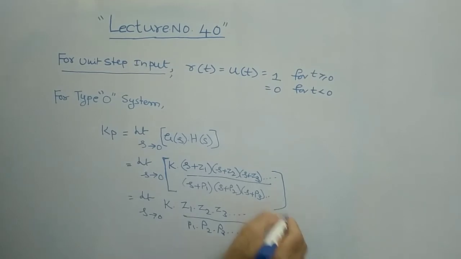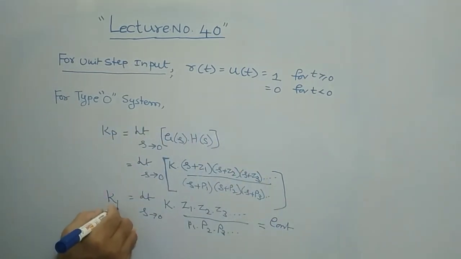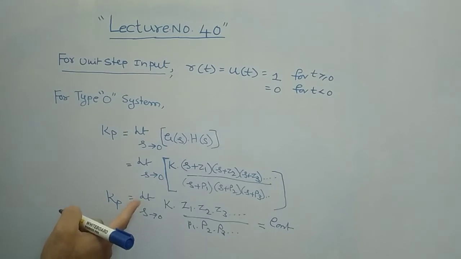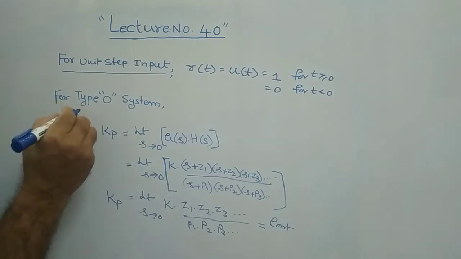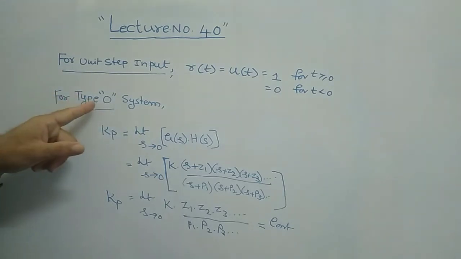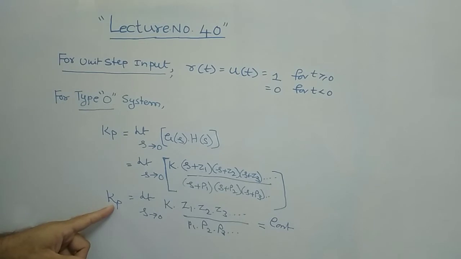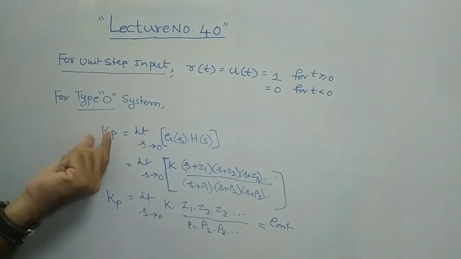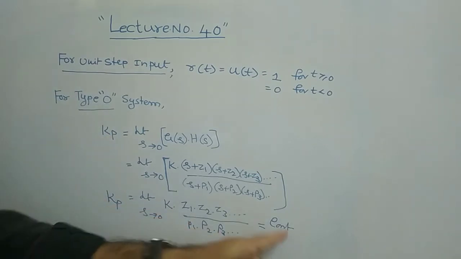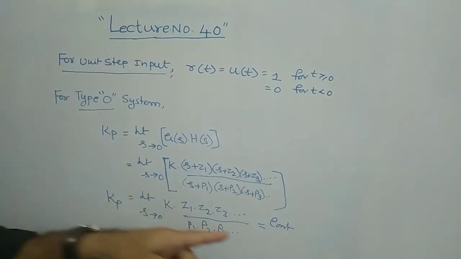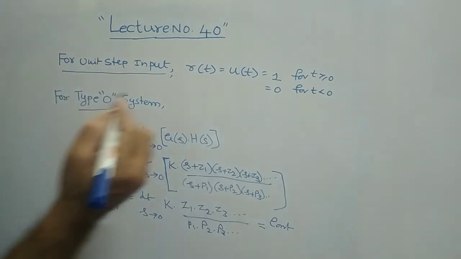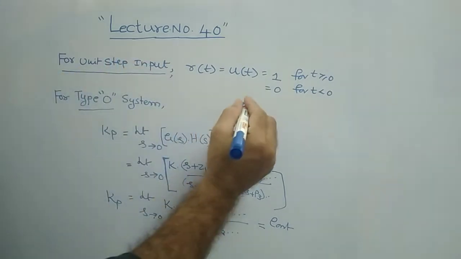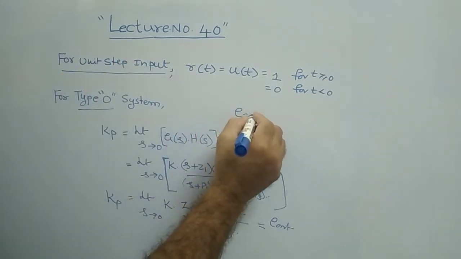So what I mean to say is that the positional error constant is a constant you will get for type 0 system. For type 0 system, this positional error constant becomes a constant. Then if you apply this Kp value in the steady state error for this unit step, what is the steady state error?